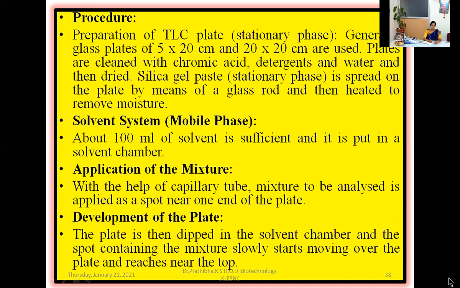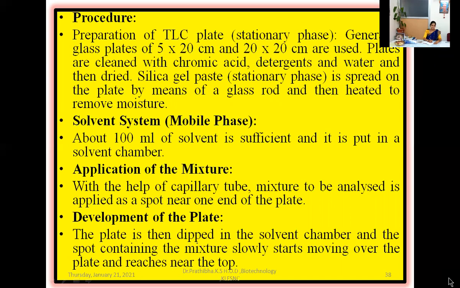With the help of a capillary tube, the mixture to be analyzed is applied as a spot near one end of the plate. Then you go through development of the plate. The plate is then dipped after the application of the mixture of different plant sources, or whatever you got from that particular extraction.